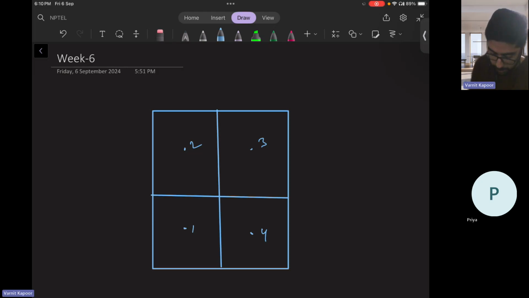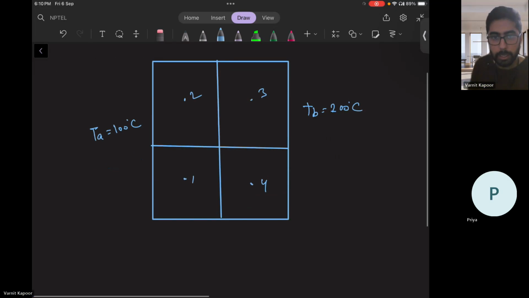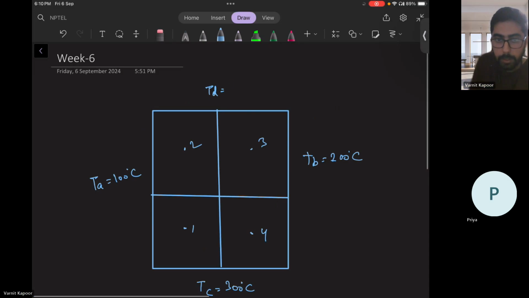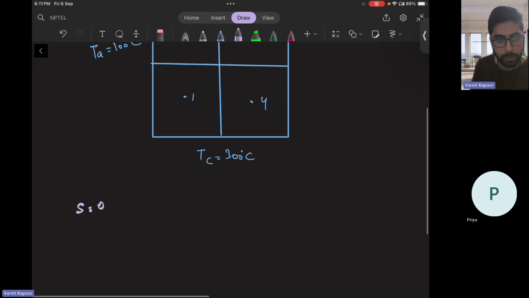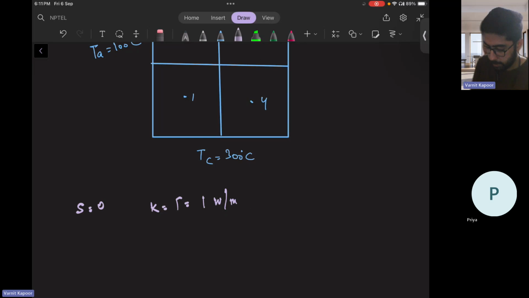The boundary conditions are TA is equal to 100 degrees Celsius, T at B is equal to 200 degrees Celsius, T at C is equal to 300 degrees Celsius, and T at D is given to be 400 degrees Celsius. Also, there is no source term. We are assuming source is 0. The conductivity gamma is 1 watt per meter Kelvin. And the spacing del x as well as del y is 1 meter.